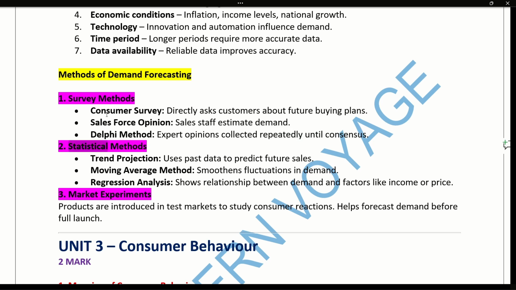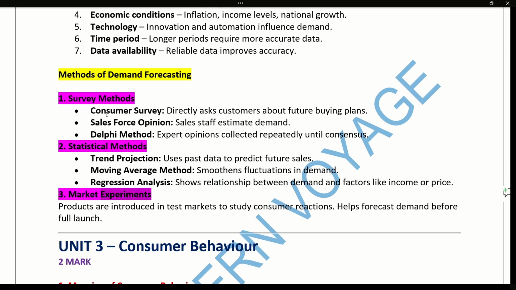2. Statistical methods. Trend projection uses past data to predict future sales. Moving average method smoothens fluctuations in demand. Regression analysis shows relationship between demand and factors like income or price.